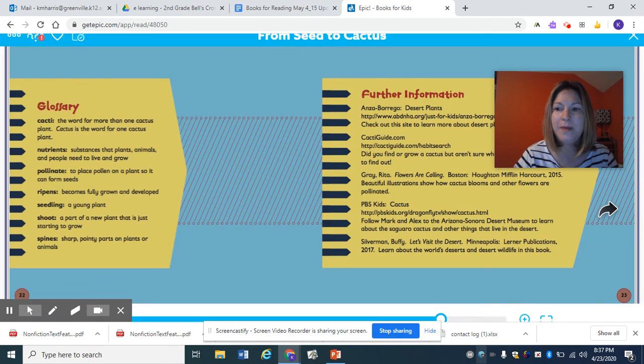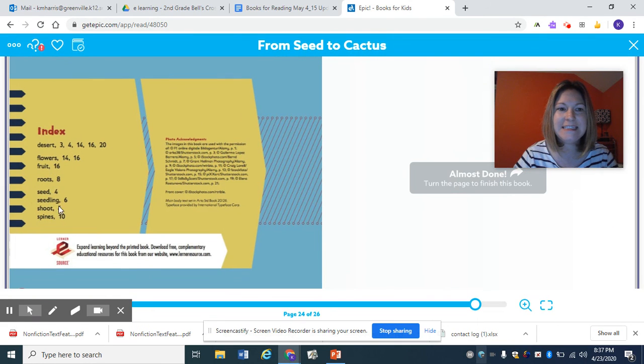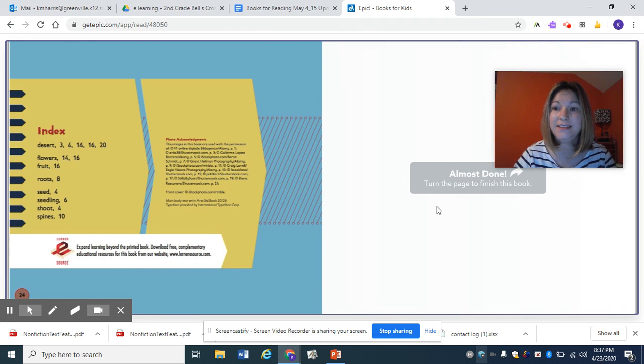So we've got one more page. On the back is the index, and we're going to go over more about this in upcoming lessons.